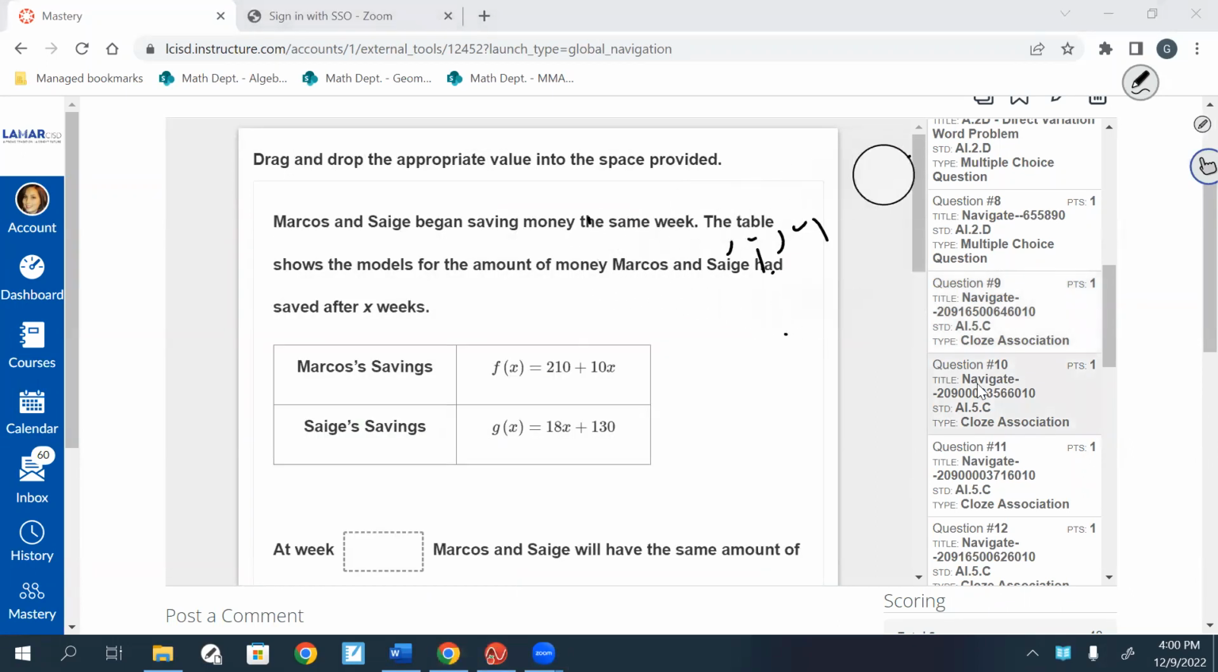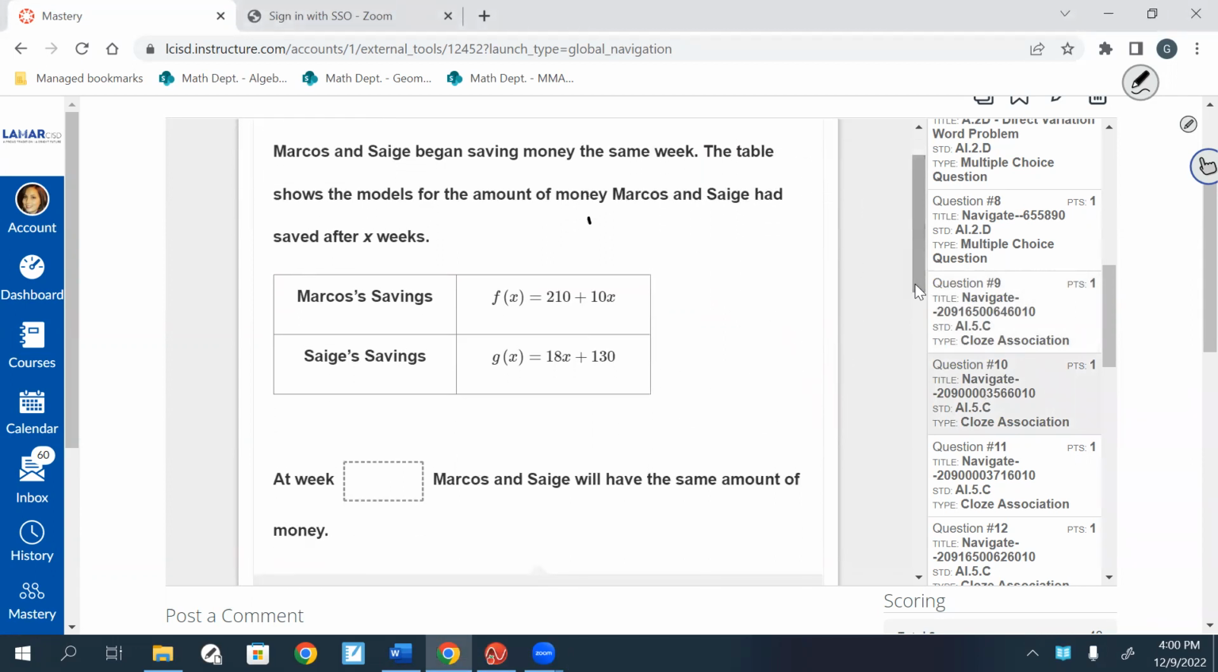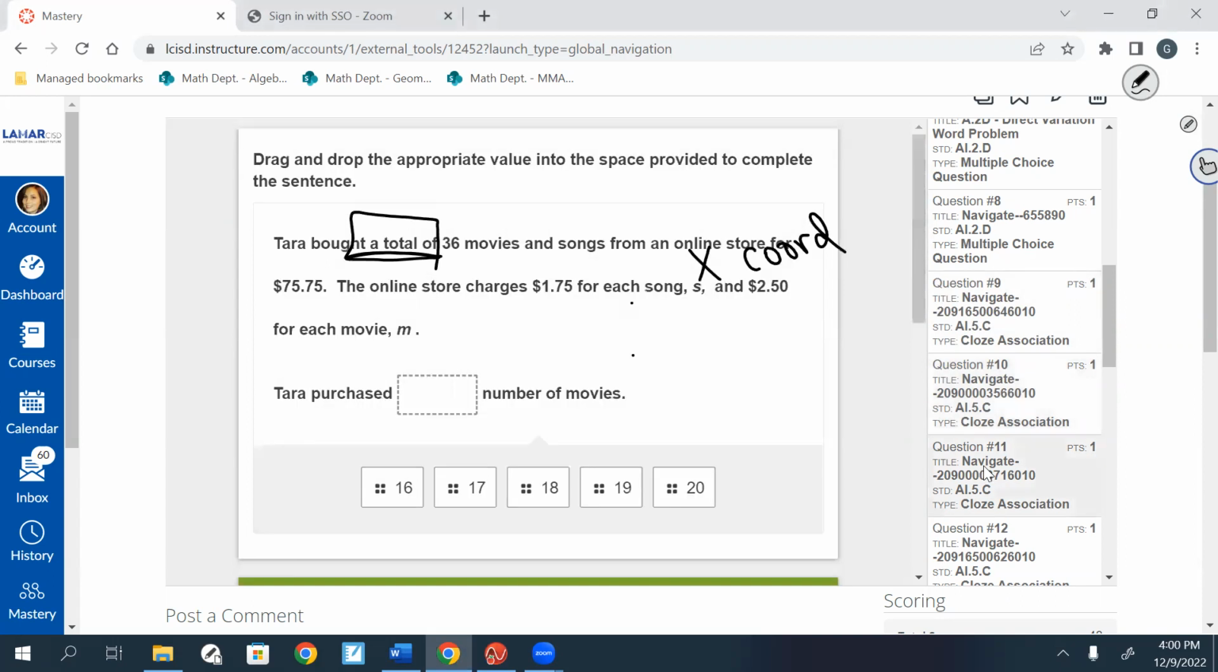Okay, this one here, same thing. They say we've got Marco's savings and Sage's savings, and they want to know when they are going to have the same amount. So basically they're asking us, where do these two lines cross? And they say at what week? The week is X. So you're going to use the menu algebra solve system, and you're going to give the X coordinate on this one.